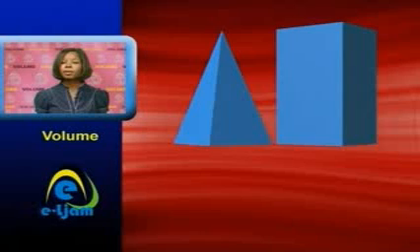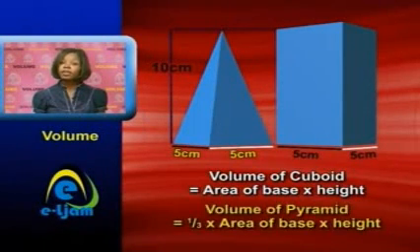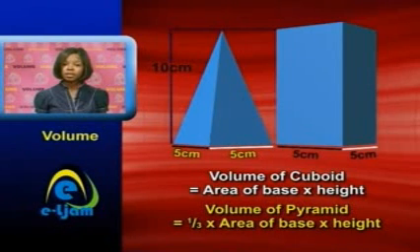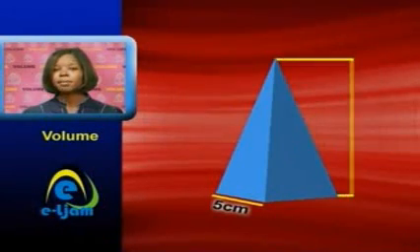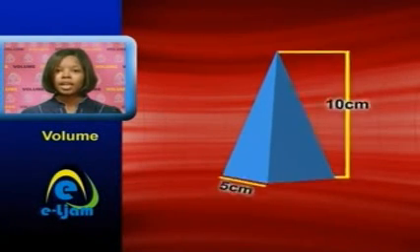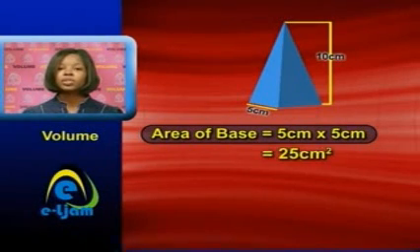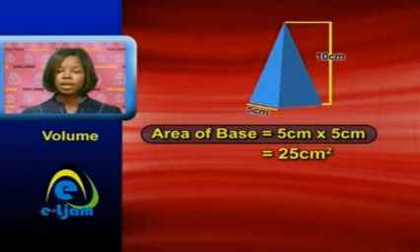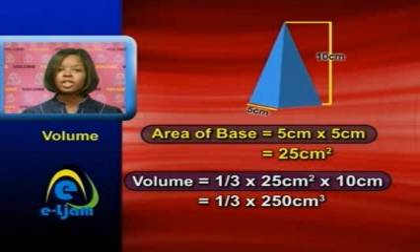Did you know that a pyramid with the same base and height as its corresponding prism is 1/3 the volume of that prism? A square-based pyramid has a base with side 5 centimeters and height 10 centimeters. The area of its base would be 5 centimeters by 5 centimeters, which is 25 centimeters squared. So the volume would be 1/3 of this times 10 centimeters, which is 83.3 centimeters cubed.